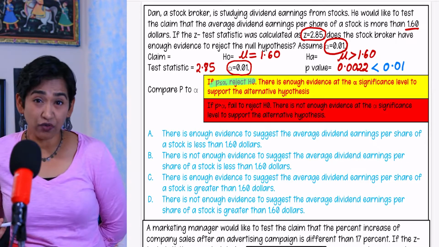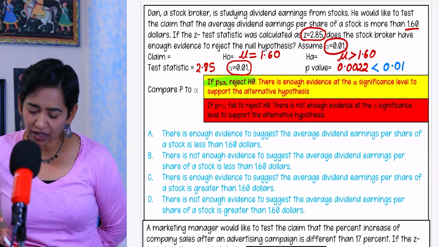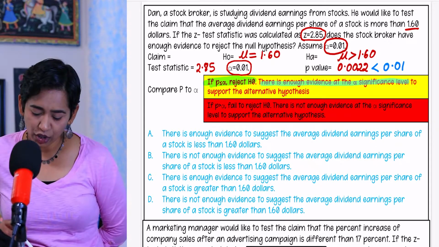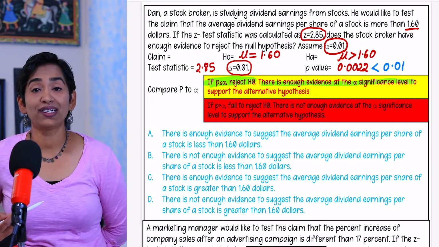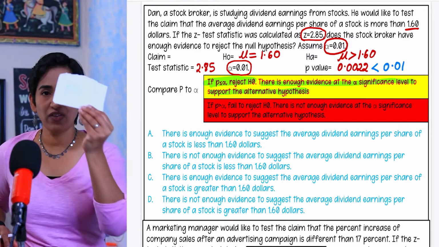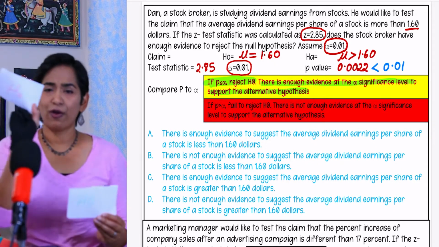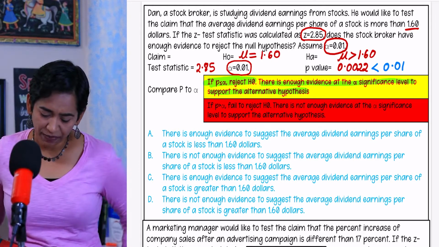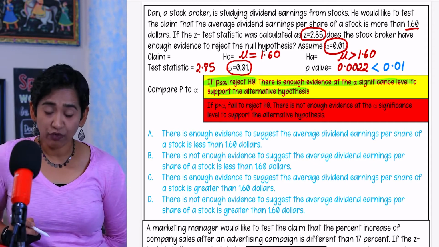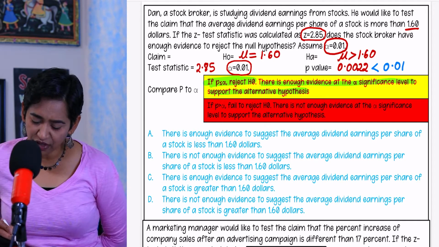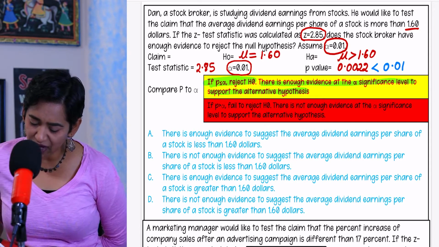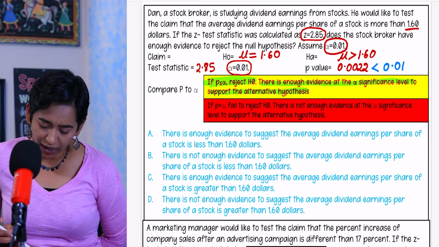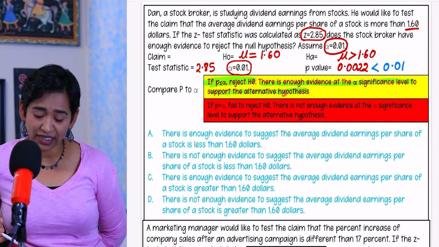But what is the verbiage that I use? There is enough evidence at alpha significance level to support my alternative. Remember what we talked about. If I'm rejecting this one, then automatically I am supporting this one. Okay, so let's go ahead and see which one. There is enough evidence to suggest that the average dividend earning per share of the stock is less than 1.6.